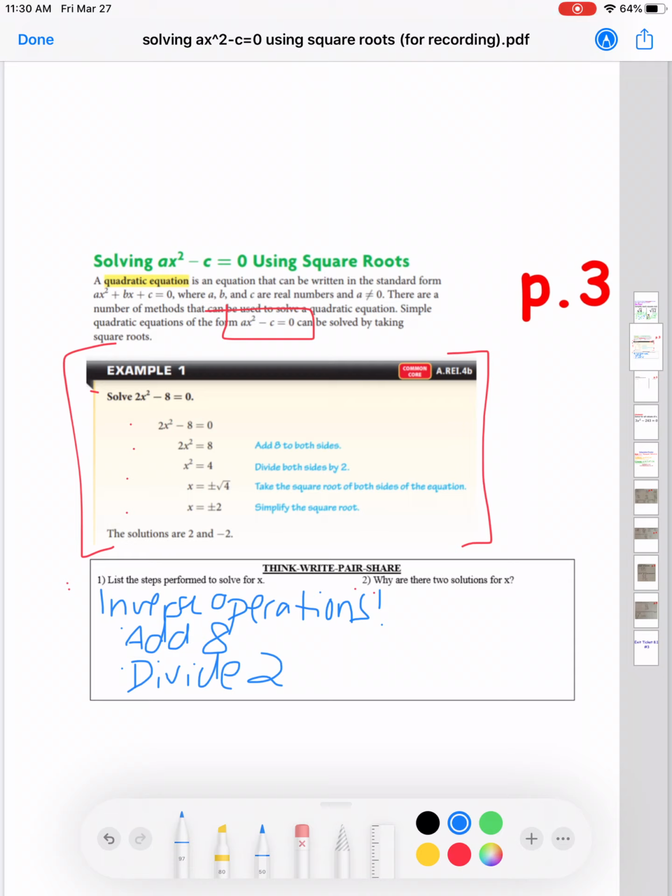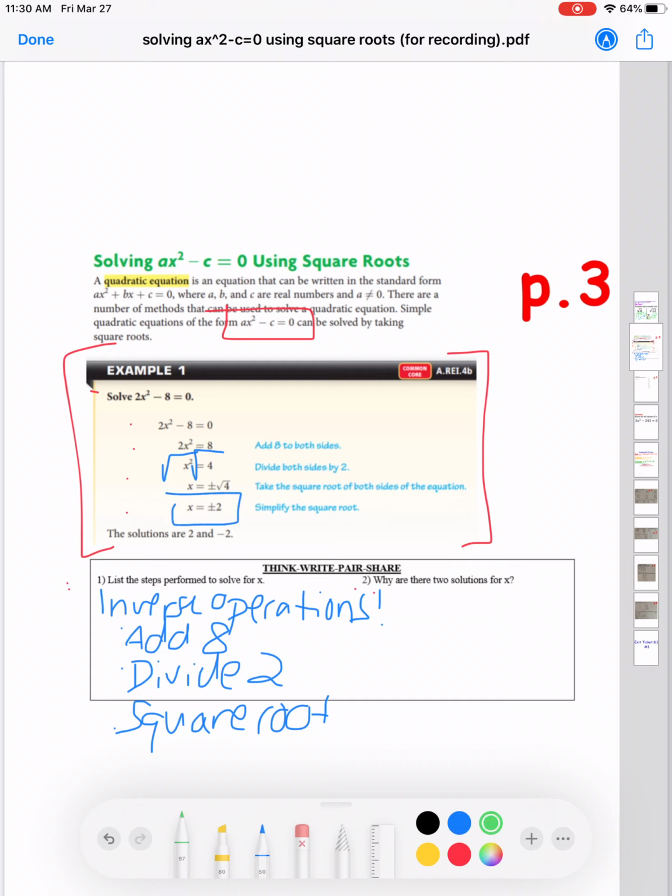Now they were left with x squared equals 4. And we ask ourselves, well, what's the opposite of squaring something? And we know that the opposite of that is to take the square root. So after they divided, their next step was to take the square root. And then just like in our do now, they asked themselves, what is the square root of 4? And they got positive and negative 2.